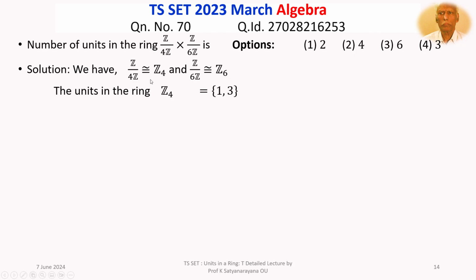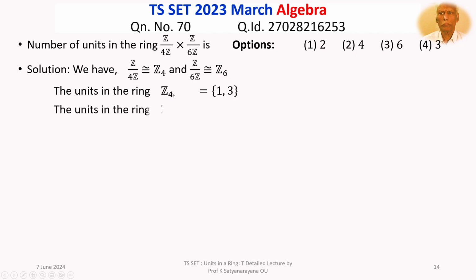All those a belonging to Z4 which are relatively prime to 4. What are the elements which are relatively prime to 4? GCD of 1 and 4 is 1, GCD of 3 and 4 is 1. Both are 1 and 3.